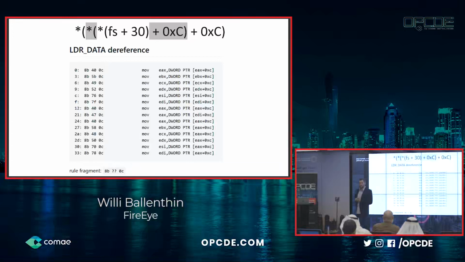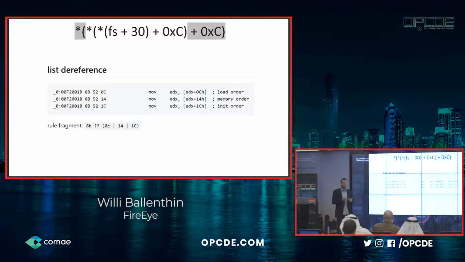All right. And then that third pointer dereference, it could go to one of 3 different pointers there. There's 3 options, offset C, offset 14, or offset 1C. Cool. We can again encode that part of the rule fragment as 8B, wildcard, and then one of 3 options. Neat. I've taken my x86, I know what it does, and I've translated that into Yara.